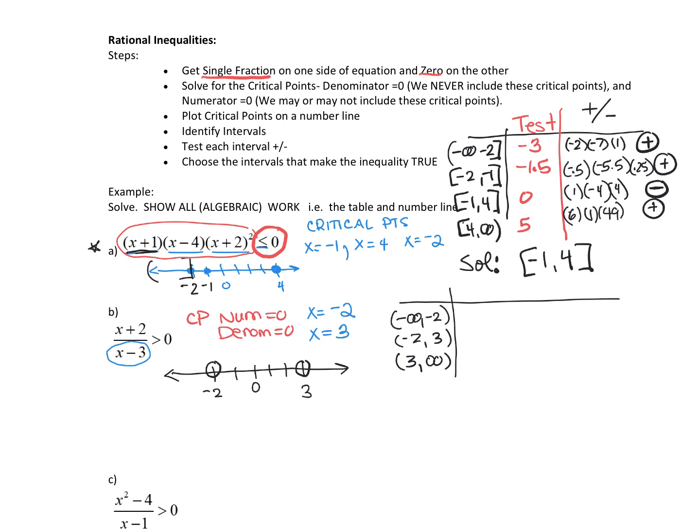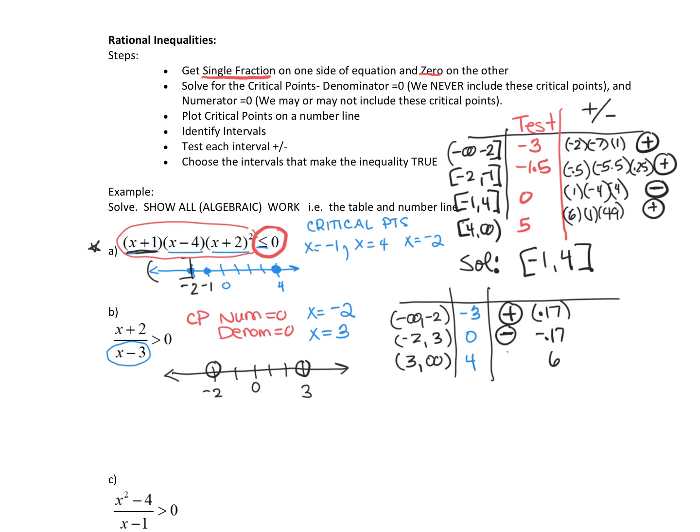Again, I'm going to test some values. I'm going to try to make my life easy, and I'll test negative 3, 0, and 4. And I can see that if I plug in negative 3, I'll get negative 1 over negative 6, which is positive. You actually get 0.17. When I plug in 0 for the next one, I get negative 0.17, which is a negative result. And when I plug in 4, I'll get 6 over 1, or 6, which is a positive result.